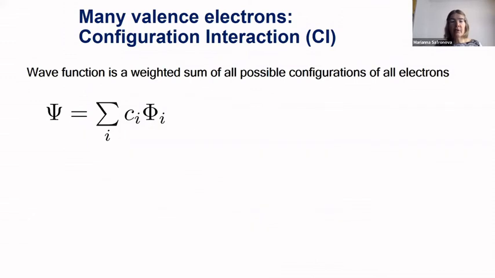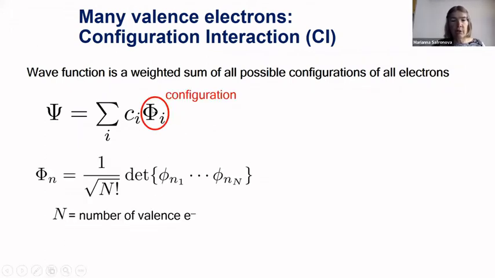In this case, let's forget about how many valence electrons you have. For any number of electrons, the method called configuration interaction will work. The idea of the method is very simple. You simply take your wave function and say this is a weighted sum of all possible configurations. So you take your electrons and put them in all possible combinations, and this is your sum. Your configuration is a Slater determinant, which has a combination of all one-electron functions.